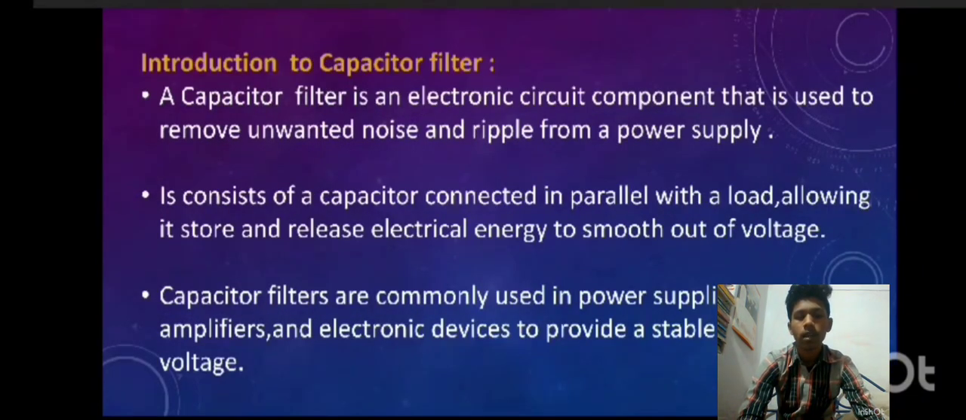Introduction to capacitor filter. A capacitor filter is an electronic circuit component that is used to remove unwanted noise and ripple from the power supply, any power supply. It consists of a capacitor connected in parallel with a load, allowing it to store and release electrical energy to smooth out the voltage. Capacitor filters are commonly used in power supplies, audio amplifiers, and electronic devices to provide a stable and clean DC output, or clean DC voltage.